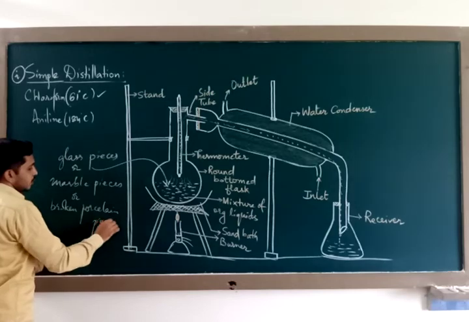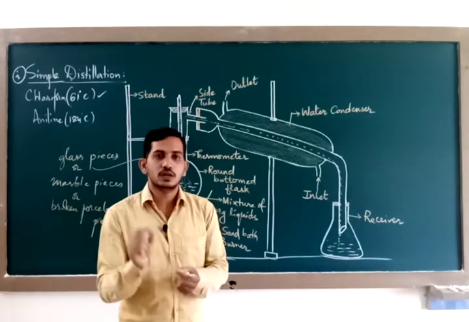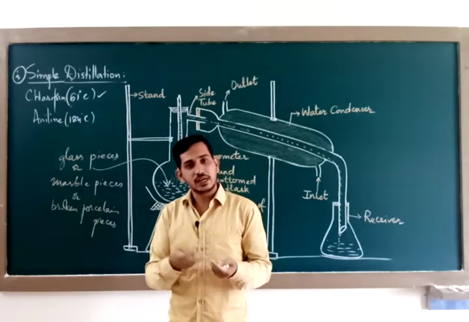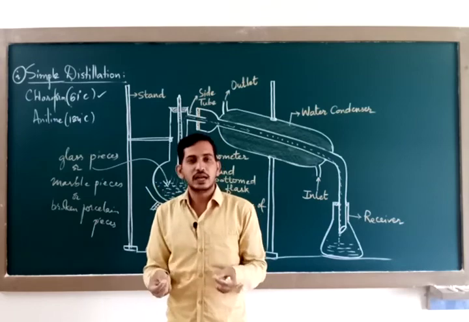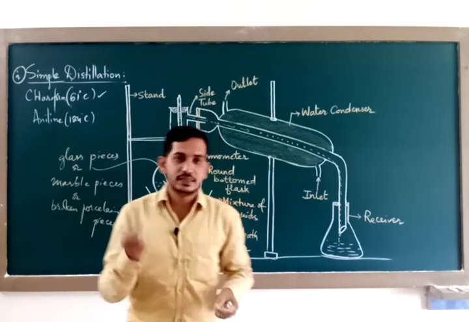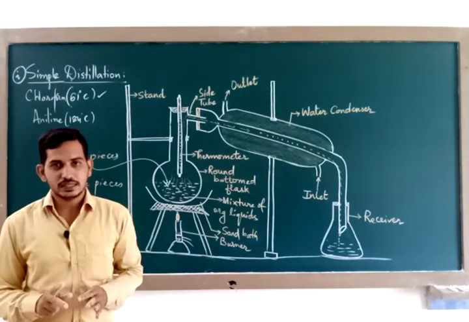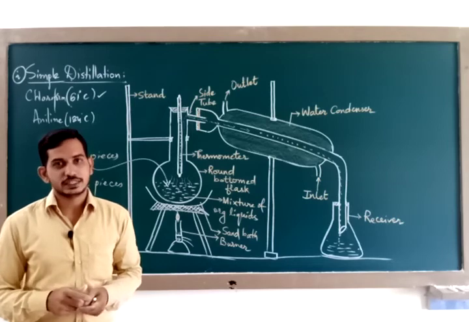What do you mean by broken porcelain pieces? If you have a teacup or a saucer broken, small pieces of it can be added into it. Then you have marbles, which are nothing but again glass pieces, you can add them, or any broken glass pieces, you can add them. It avoids bumping of the solution during distillation. So with these precautions, you can carry out simple distillation.